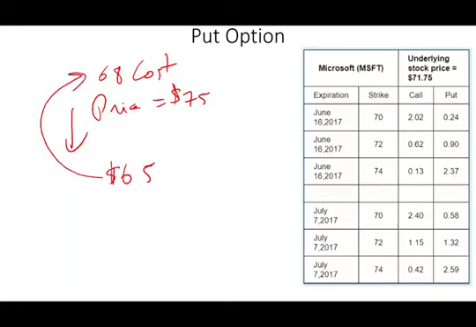You are at a loss. So here's what you do. You want to protect this. What you do is you buy July 7th, strike price of 72, but it's a put option.